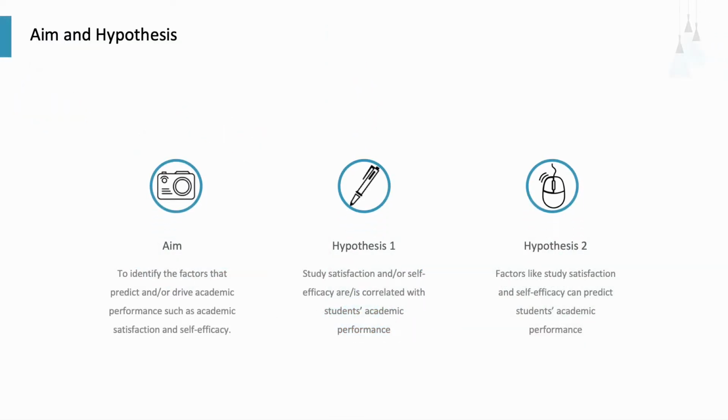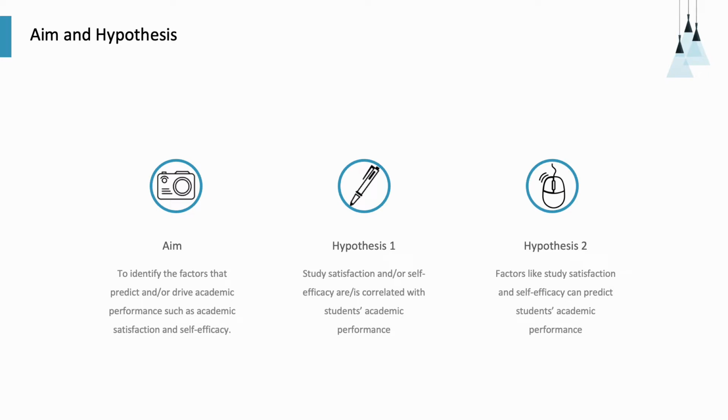Now let's have a look at the research aim and hypothesis first. The aim of the research is to identify the factors that predict and drive academic performance, such as academic satisfaction and self-efficacy. The hypotheses of the research included: 1.